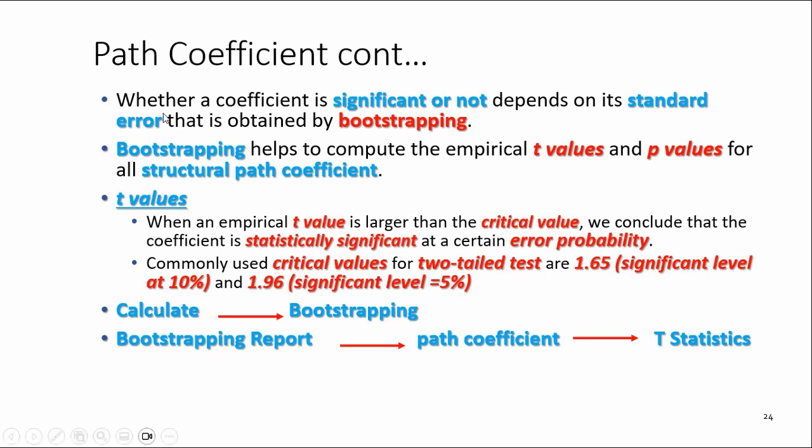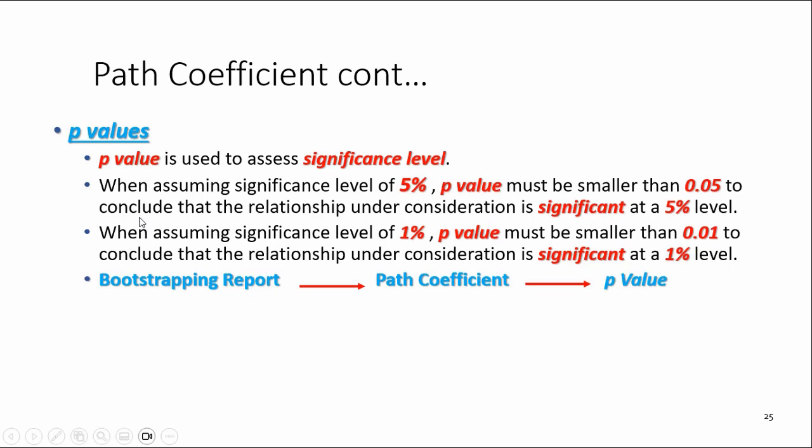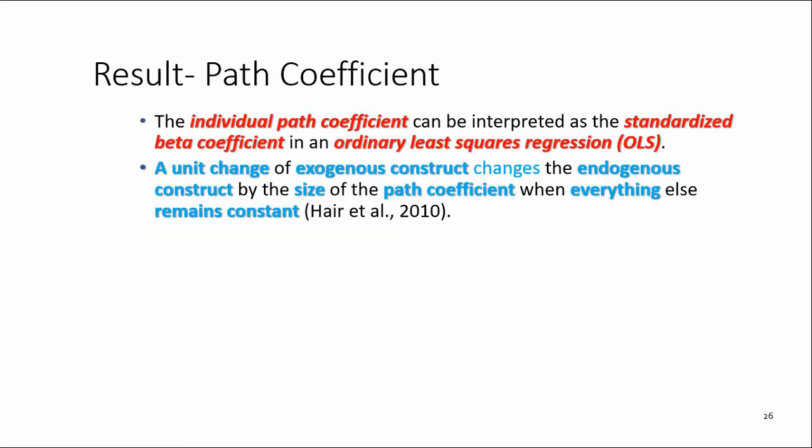How to assess whether the path coefficient is significant or not? We can use bootstrapping to get the t-value and p-value. The individual path coefficient can be interpreted as the standardized beta coefficient in ordinary least squares regression. A unit change of the exogenous construct changes the endogenous construct by the size of the path coefficient when everything else remains constant.